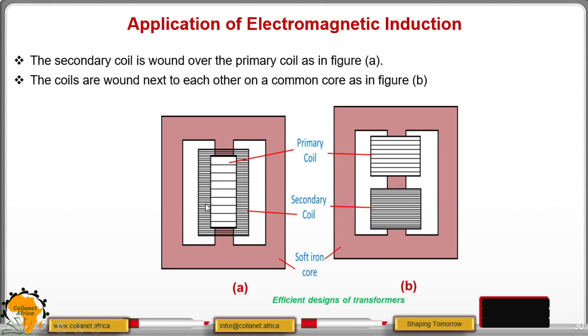So we can either use the first one where we are saying that the secondary is wound over the primary, or number two, we have that they are wound next to each other. So it means that the magnetic flux in primary will be linked, all of them will be linked to the secondary coil, and therefore there will be no flux loss.